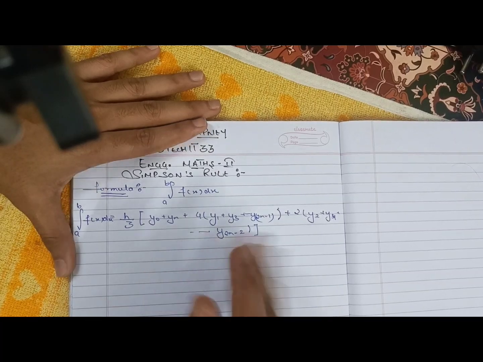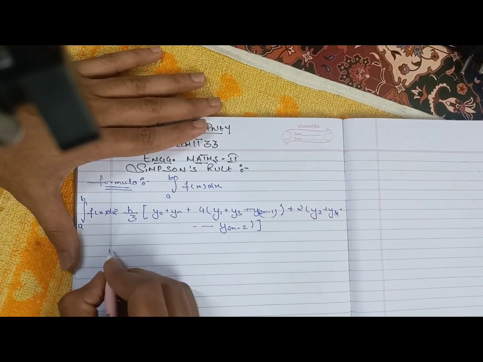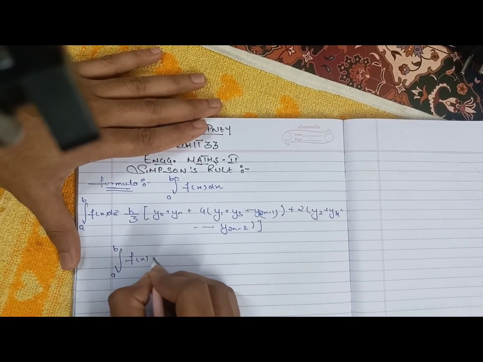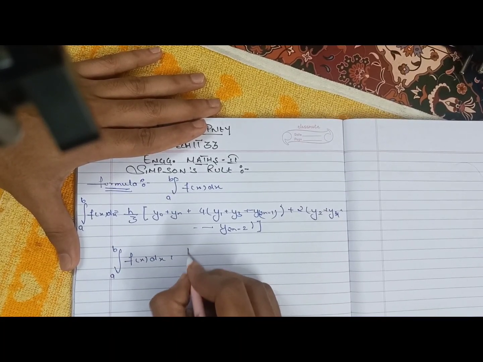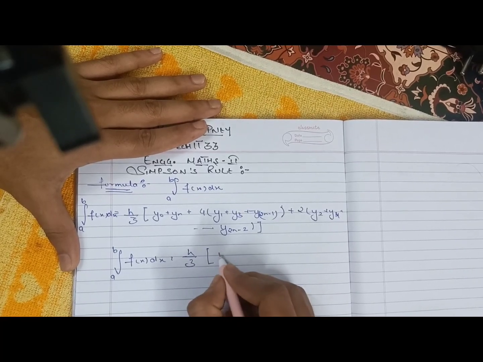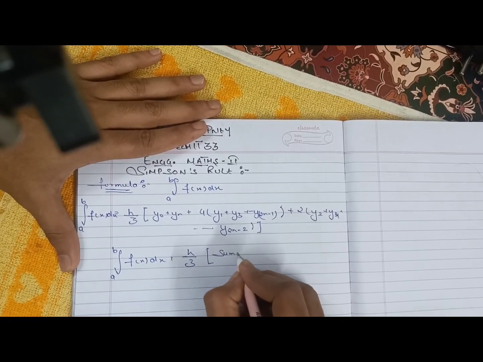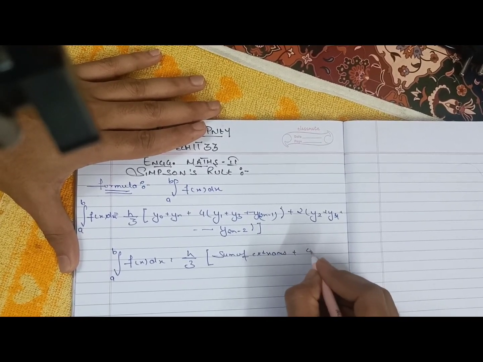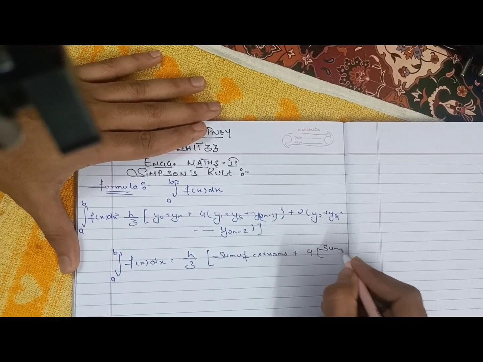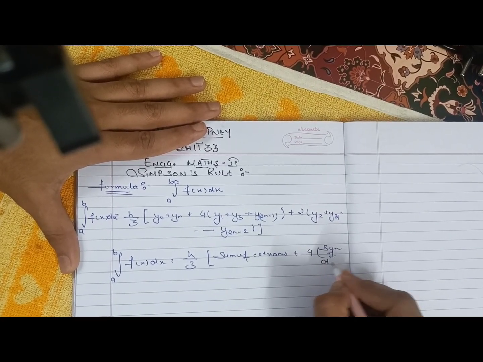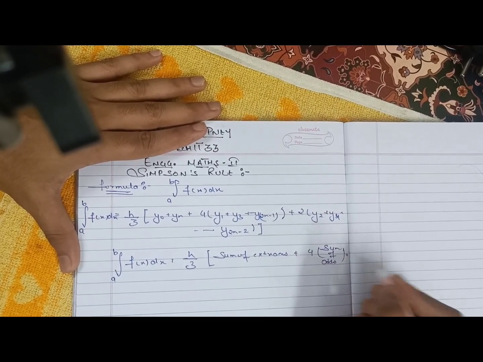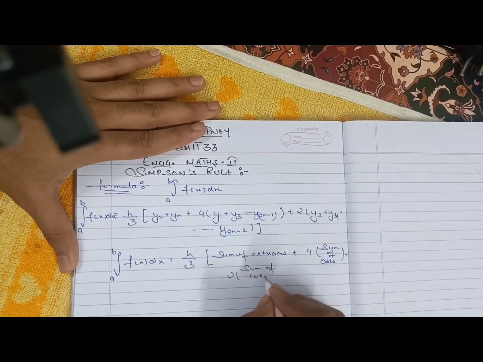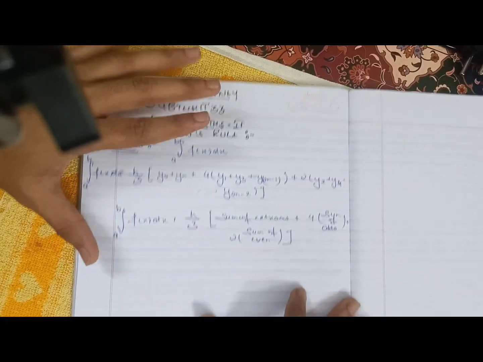This is the formula. We can write it in general terms as the integral from a to b of f of x dx is equal to h upon 3 into the sum of extremes, plus 4 into the sum of odds, plus 2 into the sum of evens. This is the general formula.